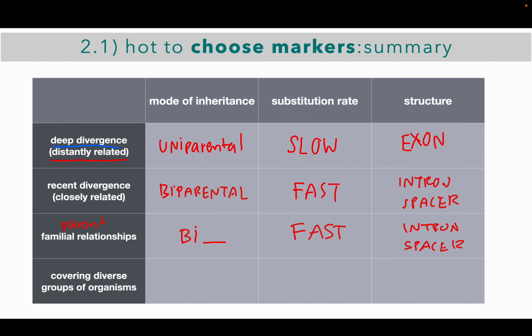And finally, if you want to cover a large group of organisms, you want to see the relationship between bacteria and eukaryote, something really deep, something that goes back in time. You want fast or slow? Slow, right? You want something super slow, like glacial pace. So you want a slow rate, you probably want exon, and you want something that is probably uniparental. So this is a very general criteria for choosing the right marker. It doesn't always work this way, but this is where to get started.